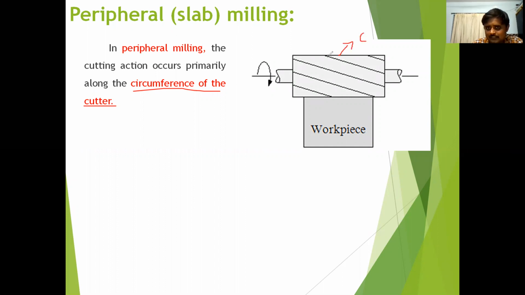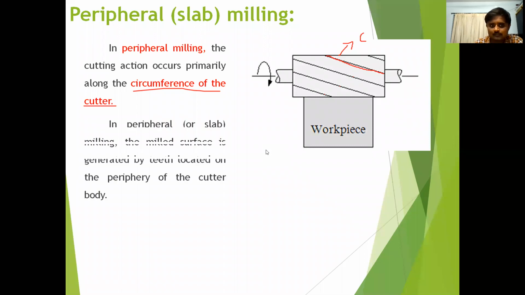If you observe, these are the cutting points, these are the cutting tips, you can call them. By using these tips, these cutting points, the material is removed from the given work surface. In slab milling, the milled surface is generated by teeth located on the periphery of the cutter body. So whatever material is removed from the workpiece is removed by the cutting points which are situated on the circumference of the cutting tool.